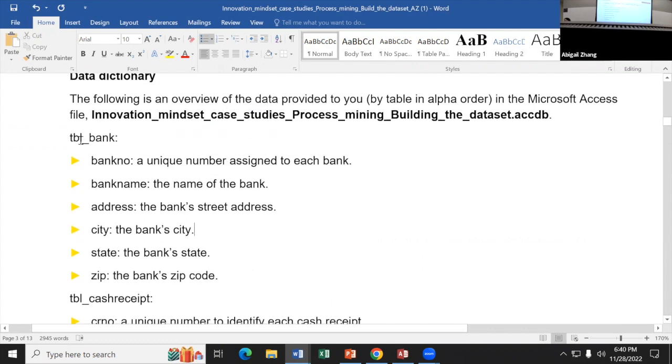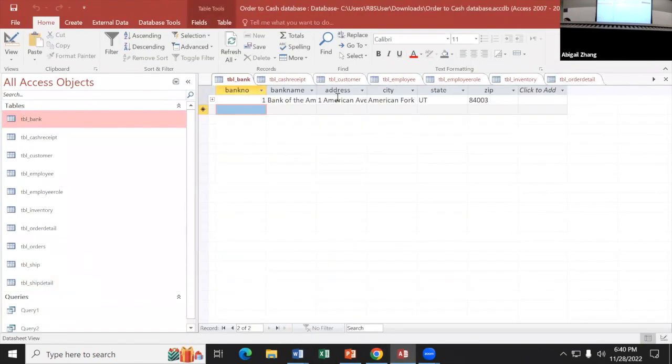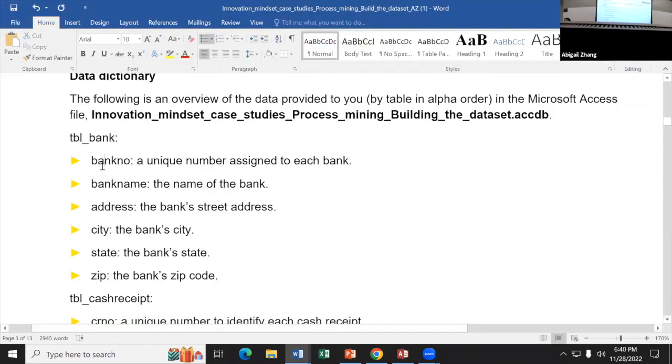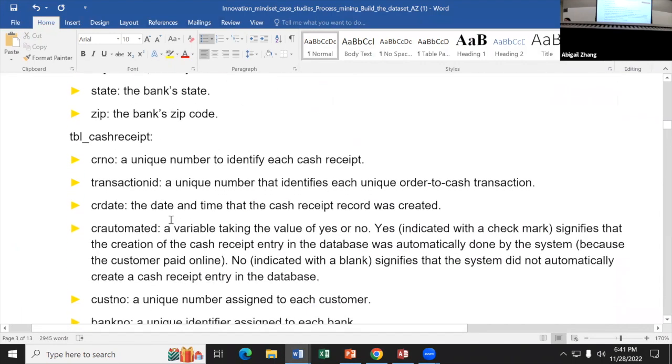For example, let's say table bank, right? So the table bank is contained here. Now for each attribute, for example, bank NO, if you don't understand the meaning of that attribute, you come to this data dictionary. It will say that this attribute is a unique identifier or number assigned to each bank. And now you know that, oh, this is actually the primary key, right? So this is basically a description of the table.